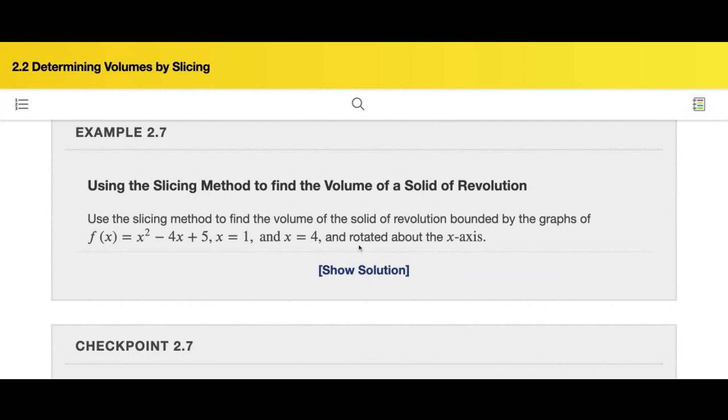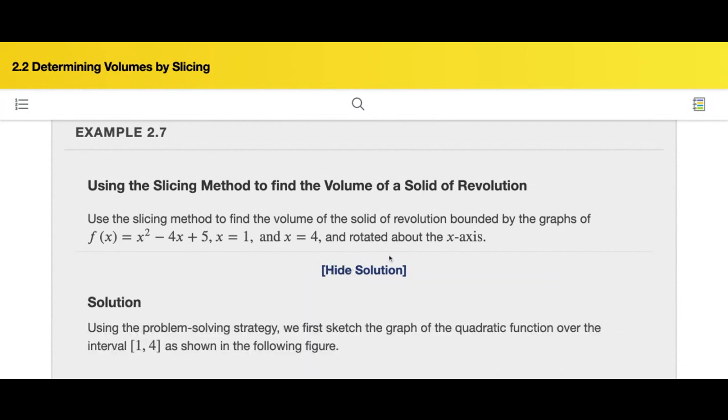And we want to rotate that piece. Just imagine you have this upward parabola, right? And from 1 to 4, this is a part of this parabola. We want to rotate this piece about the x-axis, right? About the x-axis. So we get a 3D object.